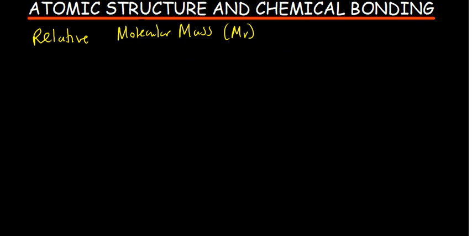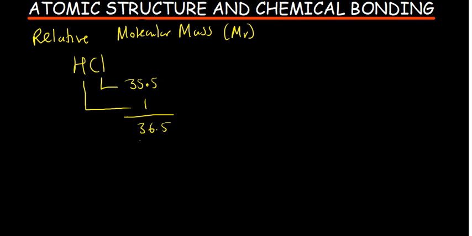If you talk of, let's say, hydrogen chloride or hydrochloric acid, you have got chlorine. The relative atomic mass for chlorine, if you check on the periodic table, is going to be 35.5. Now, the relative atomic mass for hydrogen is 1. So I'm going to add these. 35.5 plus 1, that is going to be 36.5.